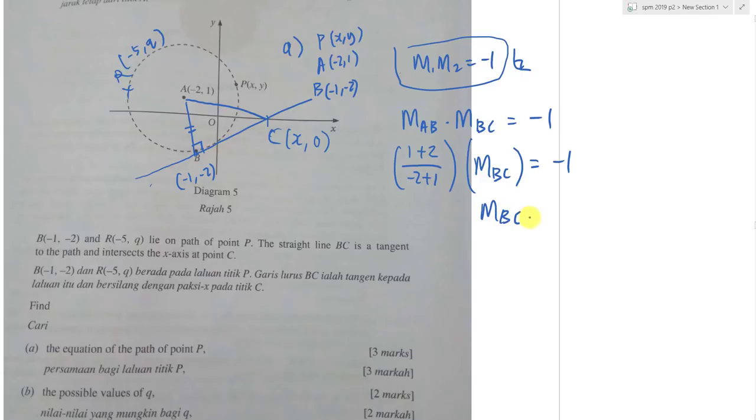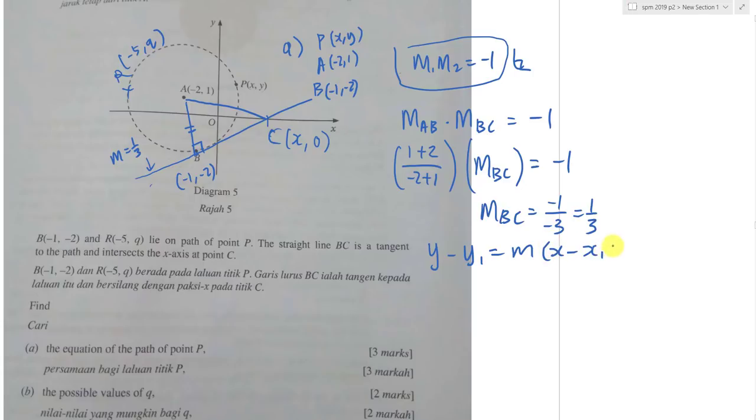So gradient of BC, negative 3, will become negative 1 over negative 3, isn't it? So you will get 1 over 3. Okay, I hope I didn't make any kind of mistake here. So then I want to form the equation. So yeah, I have the gradient of this line is basically 1 over 3, and I have the coordinate B. So I'm going to use the coordinate B and the gradient to form the equation by using this formula.